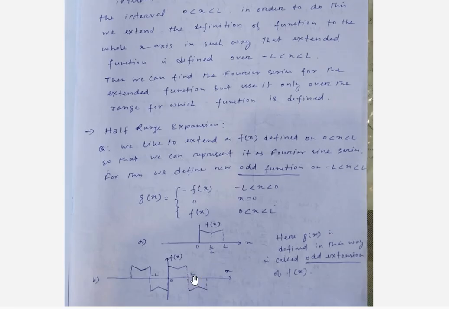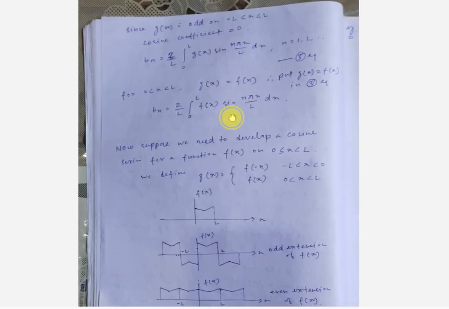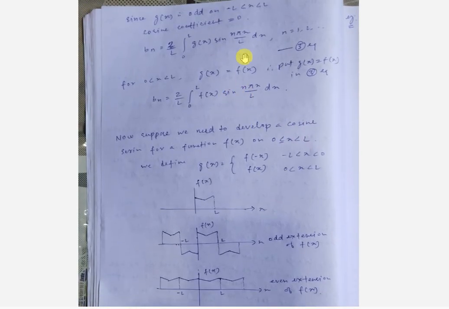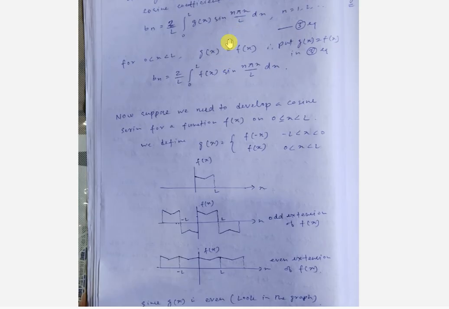Now here g of x, defined in this way, is called the odd extension. g of x is called the odd extension of f of x. The function f of x is defined on 0 to L, but what we need is a function which should also be defined on 0 to minus L. That is why we do this odd extension. And then g of x will be the odd extension on minus L to L. The cosine coefficient will be equal to 0 only, but b n will be the sine coefficient, and g of x is f of x for 0 to L, and then we get the value.